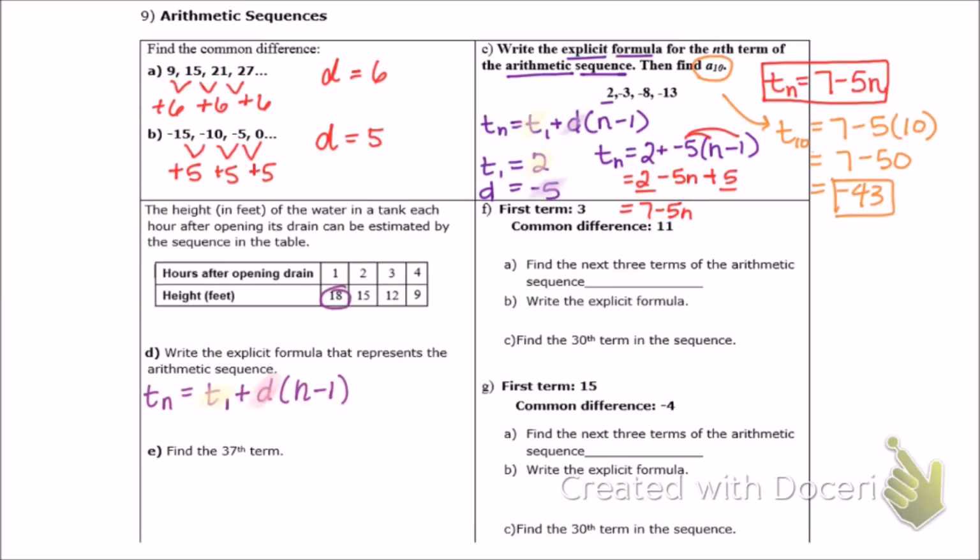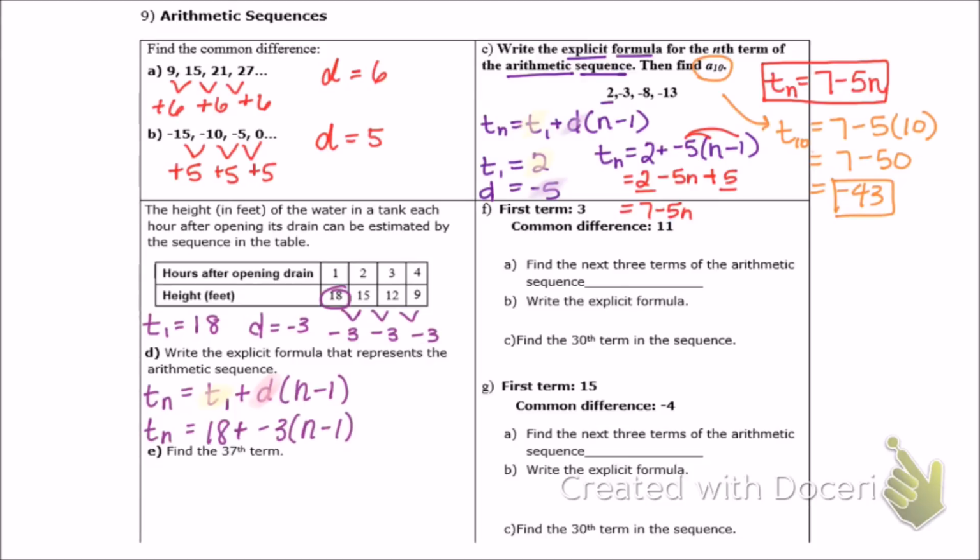So 18 is going to be our first term, our T sub 1. And in between each of these output values, we are subtracting 3, which means that after every hour, we're losing 3 feet from the height of our water tank. So our common difference is -3. And plugging that into our formula, T sub n equals 18 plus -3 times n minus 1.